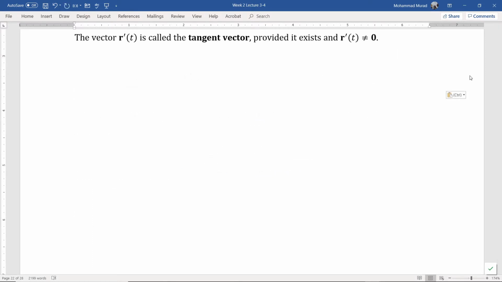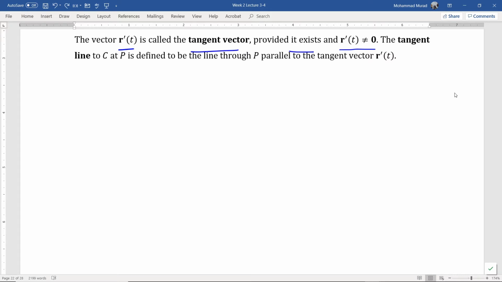The vector r prime of t is called the tangent vector, provided it exists and r prime of t is not equal to the 0 vector. The tangent line to the curve C at a point P is defined to be the line through P which is parallel to the tangent vector r prime of t.